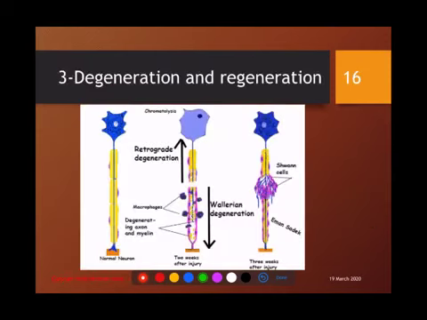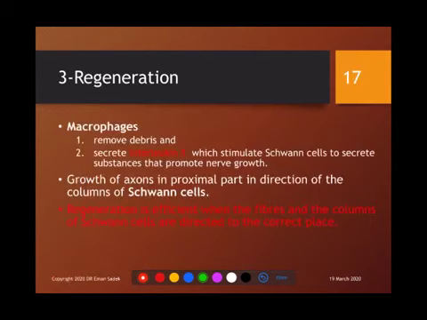طيب after this degeneration has taken place, we have studied the retrograde and the Wallerian. Retrograde or traumatic and the Wallerian. After that, there will be a regeneration by the help of actually two cells. One of them has been mentioned now, which is the Schwann. Schwann is proliferating. She is trying to make a new column for the growth of the neurofibers in the axon, in this cut part.